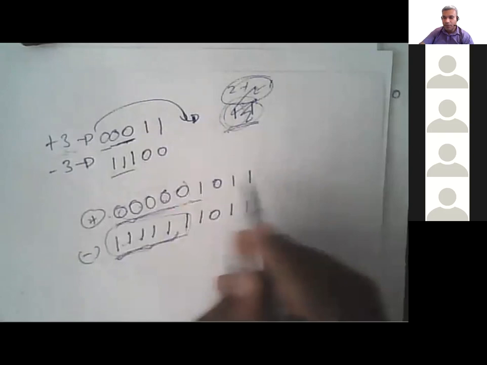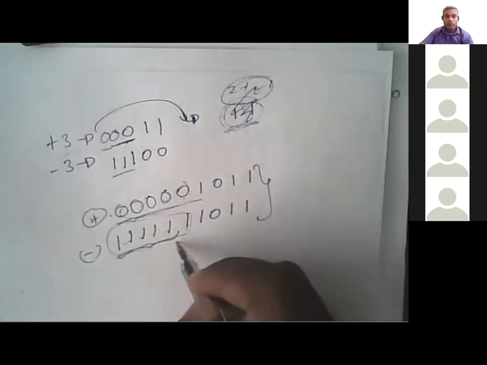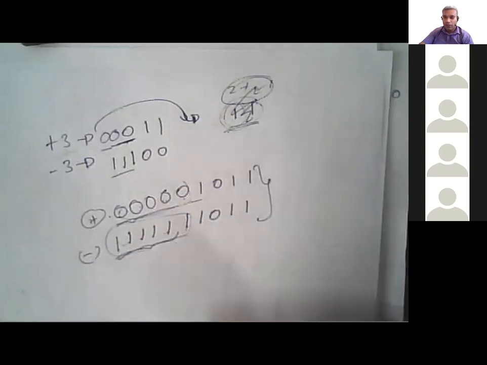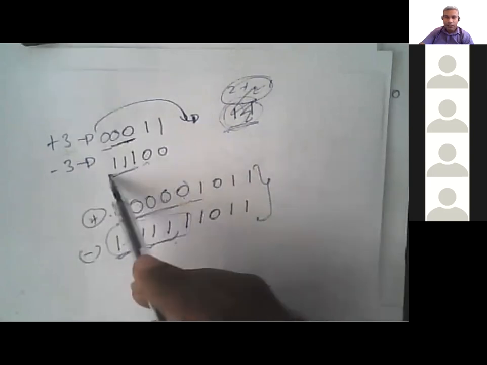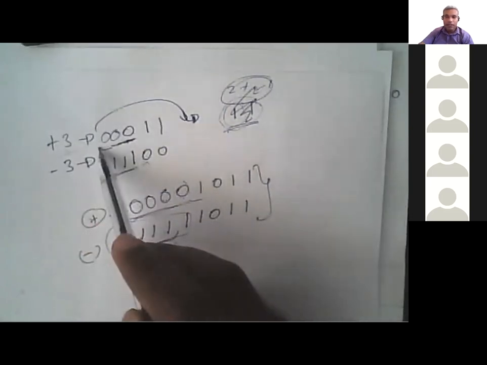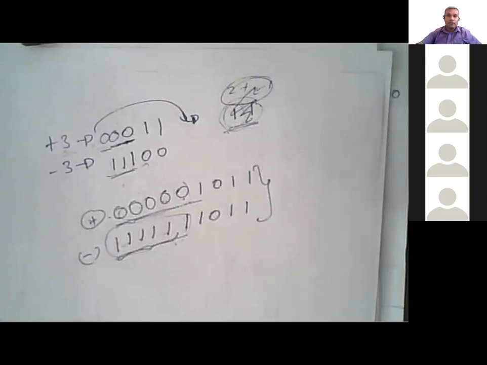Is it clear? Because sometimes students get confused whether to add zeros or whether to add ones to the front. Now, if it's a positive number, you can add zeros. If it's a negative number, you can add ones. But if you add ones to the positive number, then you will be changing the value. So that's incorrect. You should add only the correct type of bits to the front.